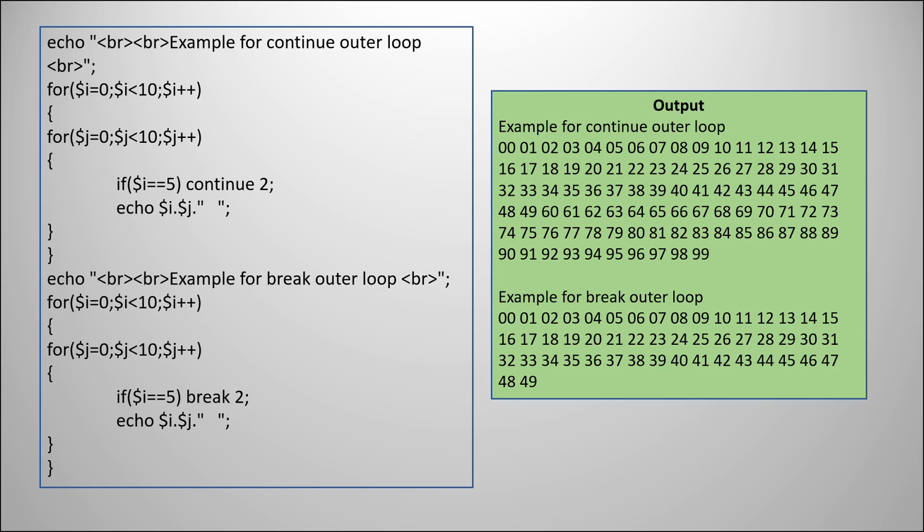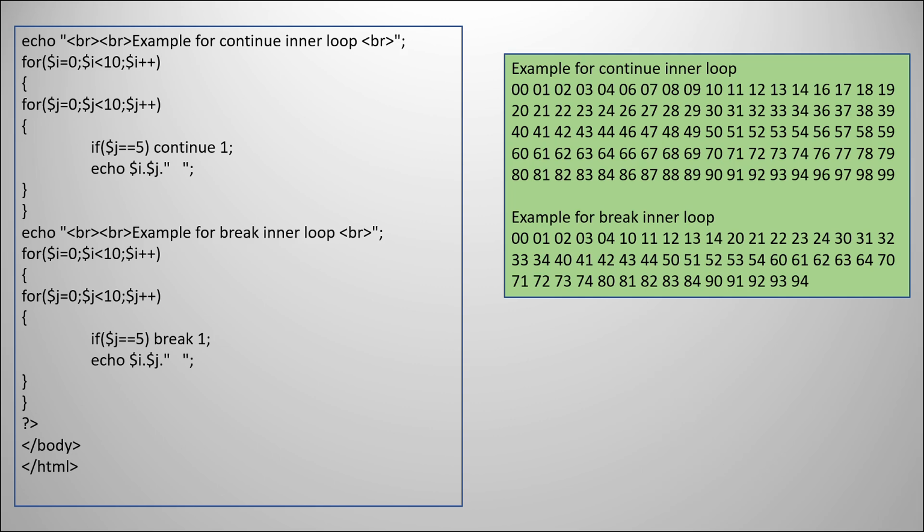So this example, the same example, we can use except number 5. So we are going to skip 5. When it encounters 5, continue 2. Similarly, for the second one, it has to break. So with the help of continue and break, this example exhibits the usage of continue and break in the nested for loop.